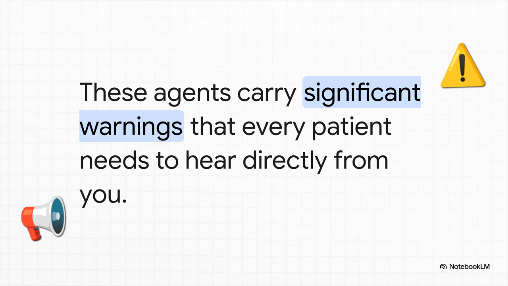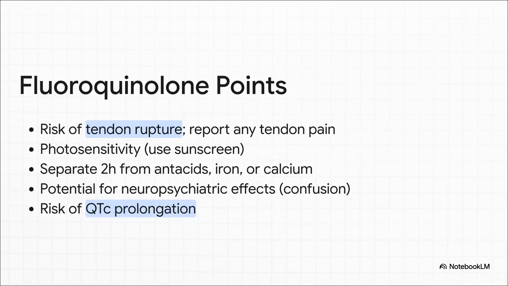Now, for the respiratory fluoroquinolones, the counseling is a lot more extensive, and it carries some really significant warnings that every single patient needs to hear directly from you. Your mental checklist for these has to be thorough. Start with the big one, the black box warning. Tell them about the risk of tendon pain or rupture and to report any new joint pain immediately. Next, warn them about photosensitivity, wear sunscreen. And of course, the classic point we all know, they have to separate the dose by at least 2 hours from any antacids, iron, or calcium supplements.